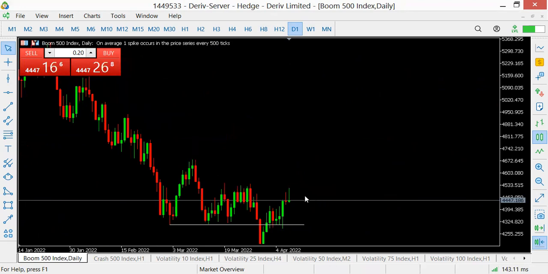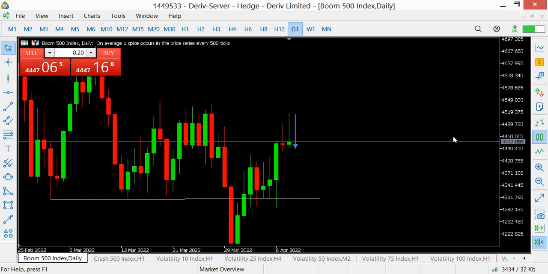And right now, looking at what BOOM500 is doing on the daily time frame, you get to see that BOOM500 is bearish. BOOM500 is bearish on the daily time frame, at least for the time being. And breaking that down to the lower time frame, you get to look at why this is happening. Can you see?